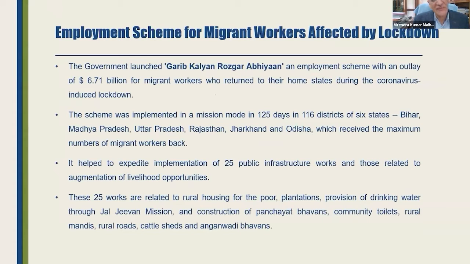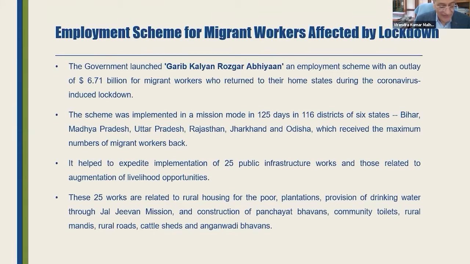This is the special employment scheme for migrant workers affected by the lockdown. Government launched Garib Kalyan Rozgar Abhiyan, that is a Poor Welfare Employment Mission, an employment scheme with an outlay of $6.71 billion for migrant workers who returned to their home states during the corona-induced lockdown. The scheme was implemented in a mission mode in 125 days in 116 districts of 6 states, namely Bihar, Madhya Pradesh, Uttar Pradesh, Rajasthan, Jharkhand, and Orissa.